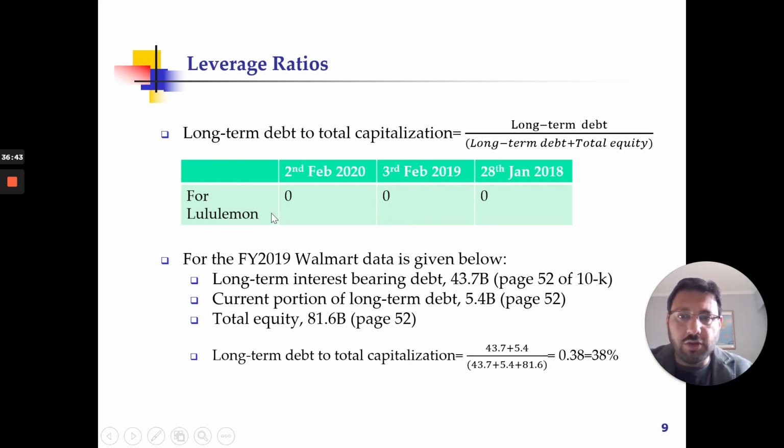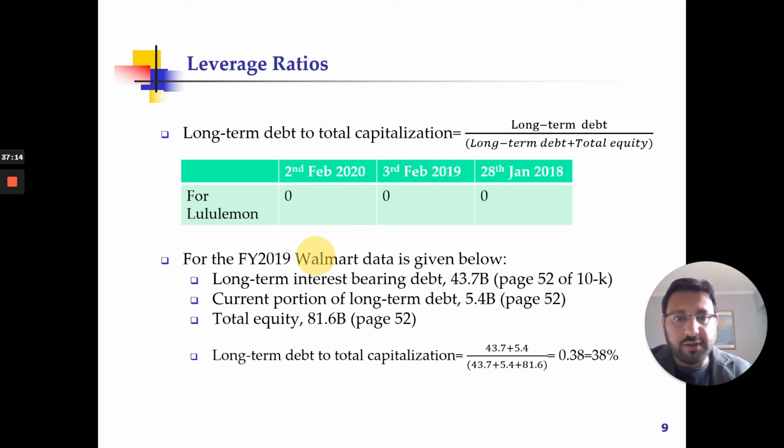And for Lululemon, we know it's zero because long-term debt is zero in the case of Lululemon. If you have zero in the numerator, you will end up getting zero. So everything over here is zero, but you only have total equity. So that's why it's important to see the case of the majority of the other firms which are carrying long-term debt.